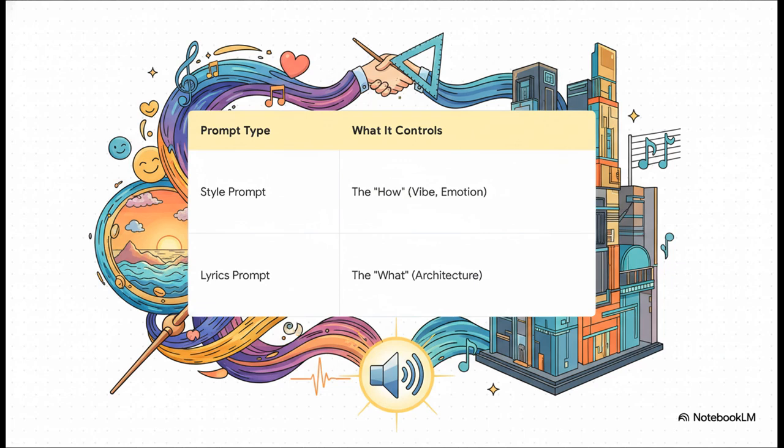Your style prompt, that controls the how. It's the vibe, the emotion, the sound. But then the lyrics prompt, that controls the what, the actual structure, the section changes, the architecture of the song. You put those two together, and suddenly you have this insane level of creative control.